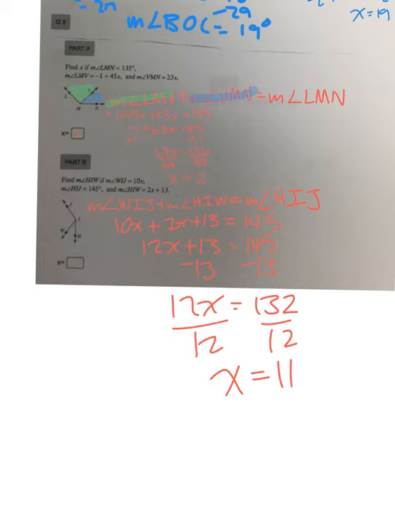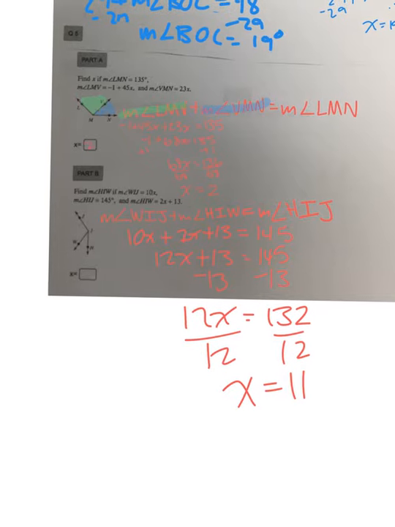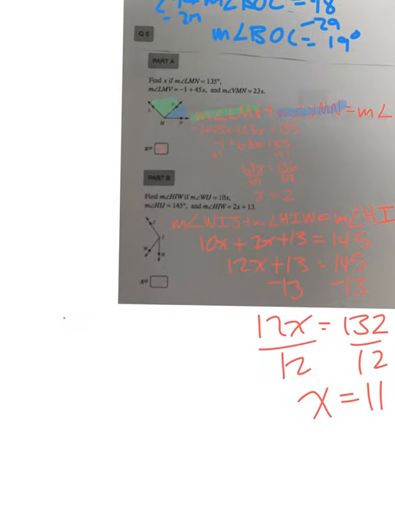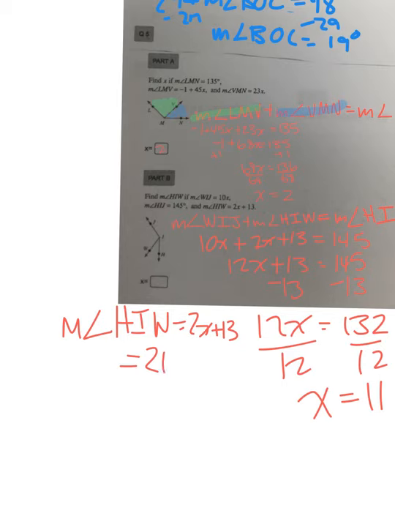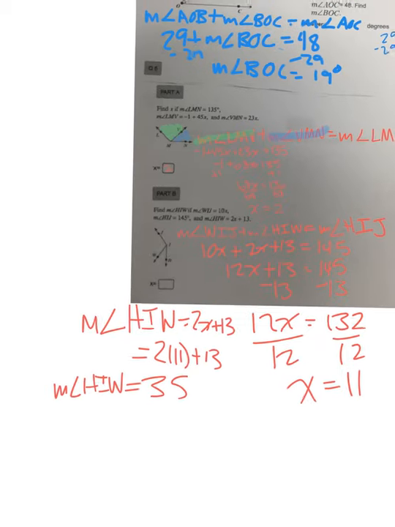Now, it asks us to find the measure of HIW. It tells us up here that the measure of angle HIW equals 2x plus 13. Now I know x is 11. I can plug in here. So 2 times 11 plus 13, which is 35. So the measure of angle HIW is 35.